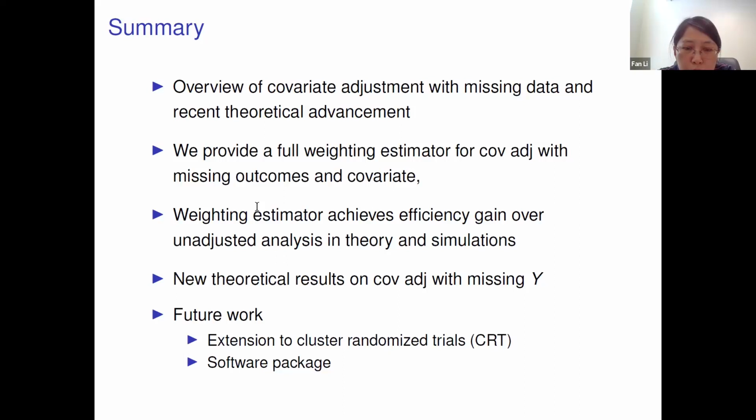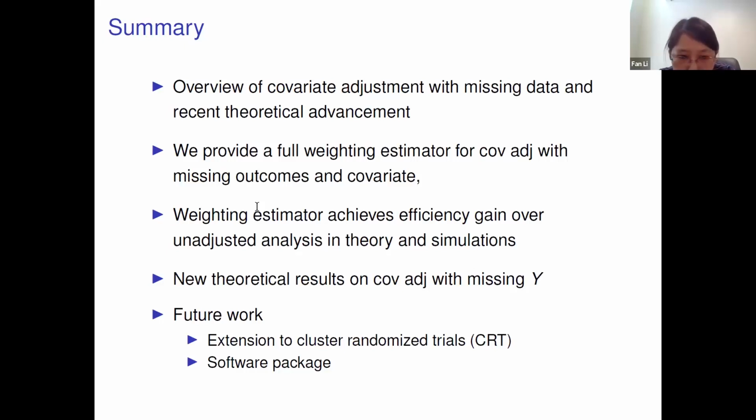And also we find that, as long as you do it properly, in the sense that you include the missing indicator, and the interaction between the covariates X, the treatment, and the missing indicator, then the weighting estimator we propose achieves asymptotic efficiency gain over unadjusted analysis in both theory and simulations.